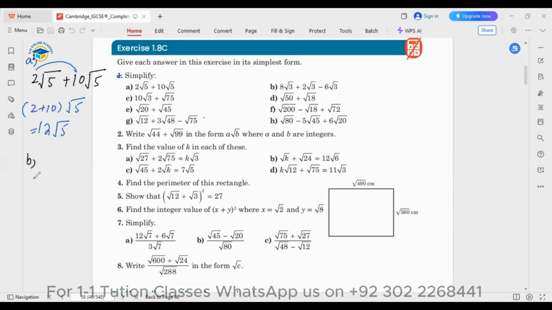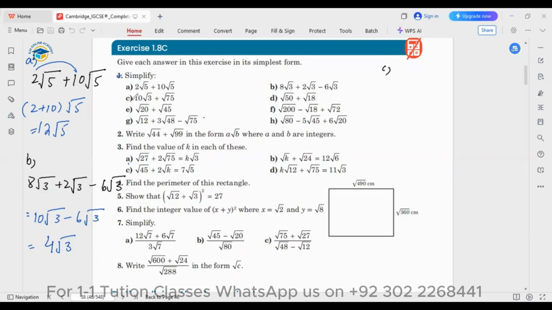Okay, next is your part B. In this they gave 8 square root 3 plus 2 square root 3 minus 6 square root 3. All the numbers inside the square root, or inside the surd, are basically 3. So you can easily add or subtract. So 8 plus 2, if I add the first two numbers, this will be 10 square root 3 minus 6 square root 3. So 10 minus 6 will be 4 square root 3. And you can even do all the work in one step as well, adding and then subtracting and directly getting the answer. That will also be fine.